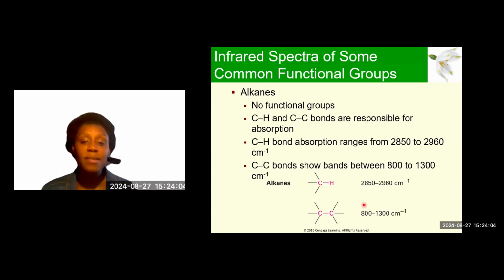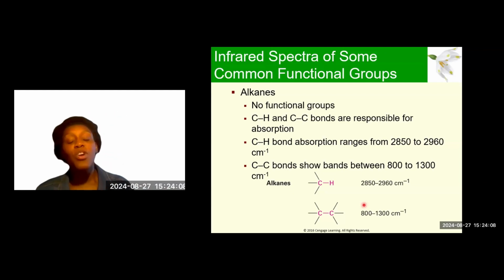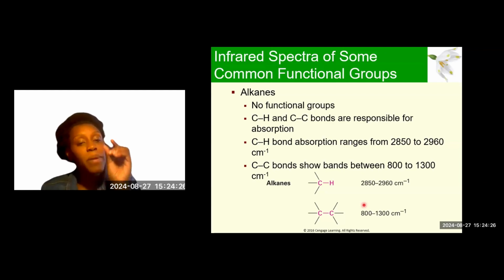And so alkanes, when there are no functional groups present, you're looking at carbon-hydrogen and carbon-carbon bonds, okay? And so you're only going to see these two types of absorptions. Now, carbon-hydrogen bond absorptions range between 2850 to 2960. So they're just below that 3,000 range. So if you see peaks just below 3,000, we know that there are alkanes present.